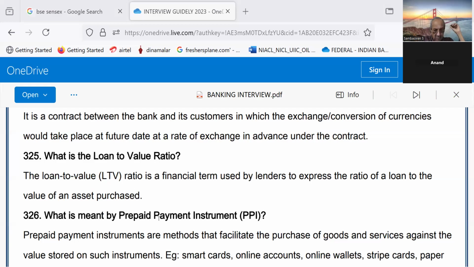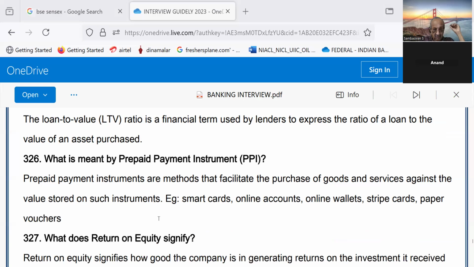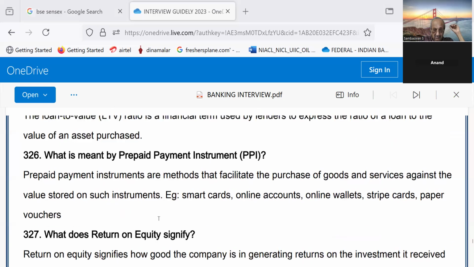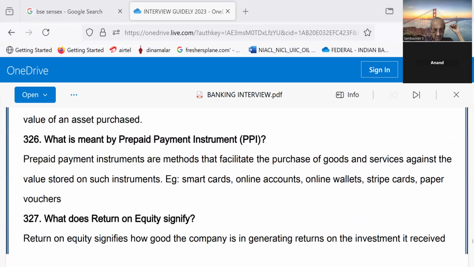What is meant by prepaid payment instrument (PPI)? The prepaid payment instruments are methods that facilitate the purchase of goods and services against the value stored on such instruments. Examples: smart cards, online accounts, online wallets, strip cards, and papers.